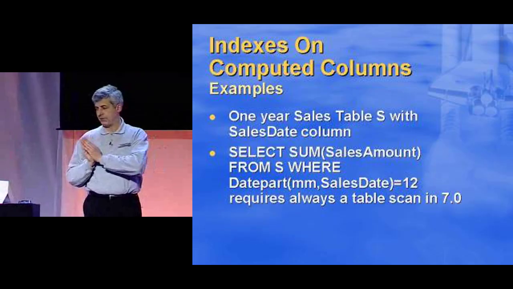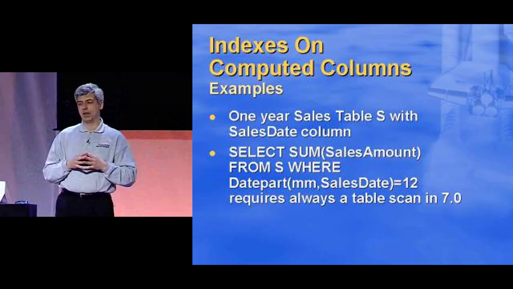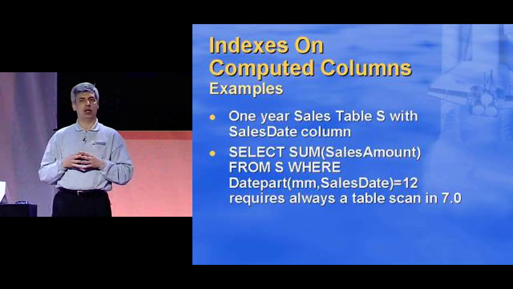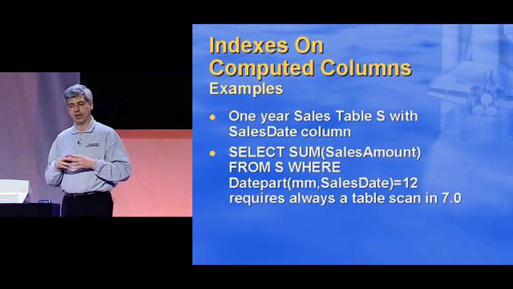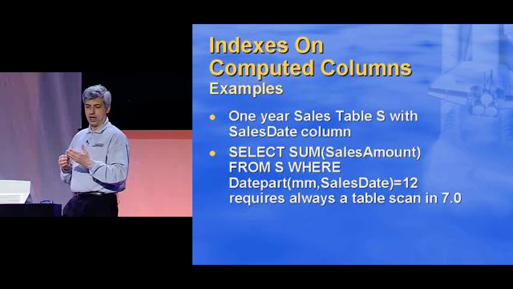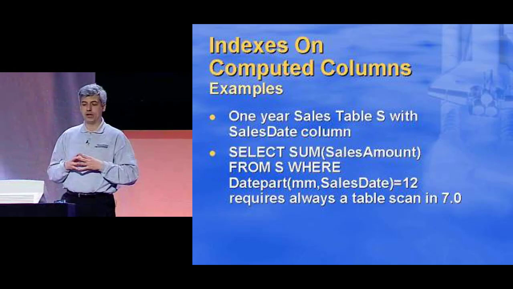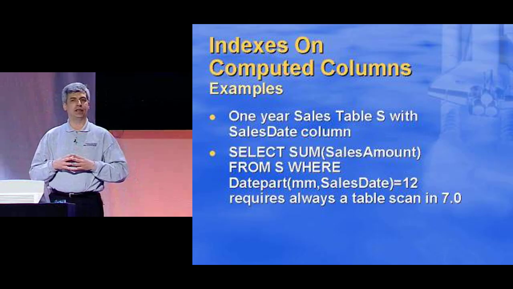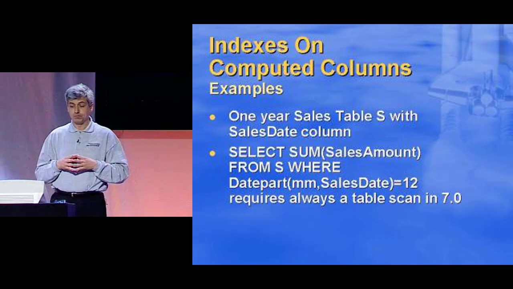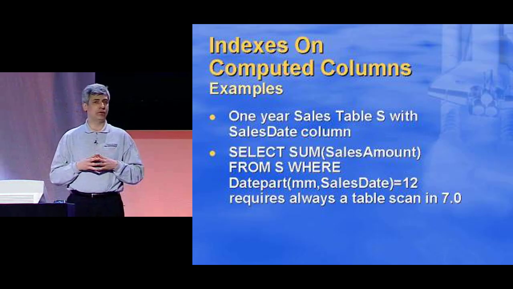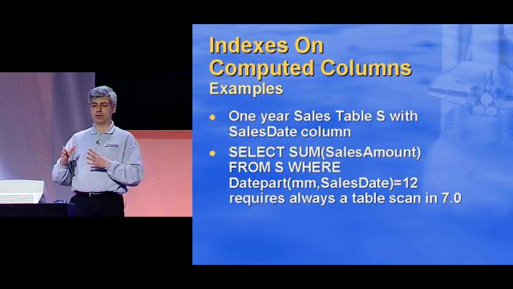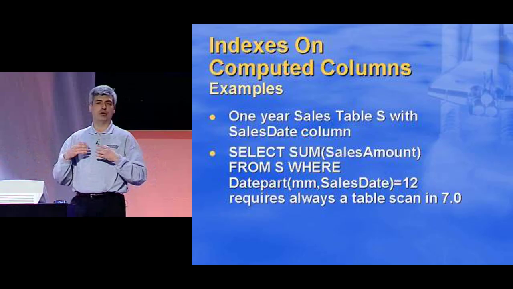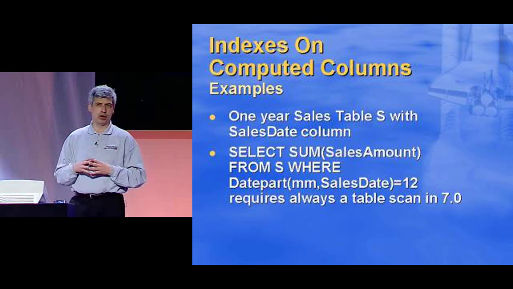Example: I have a sales table S and a sales date column. If my query is asking for sales in a particular month, so I have a query where the month of the sale is December, in SQL Server 7.0 we always needed to perform a scan of the whole table and apply the date part predicate on each row to find which rows qualify.